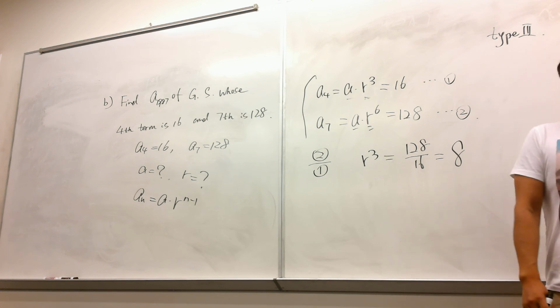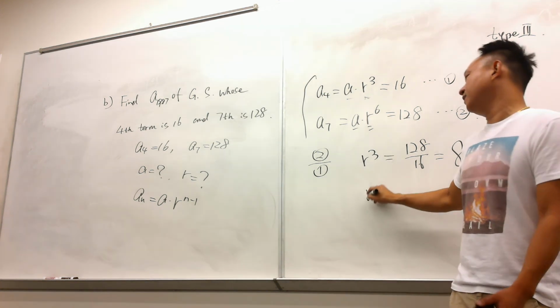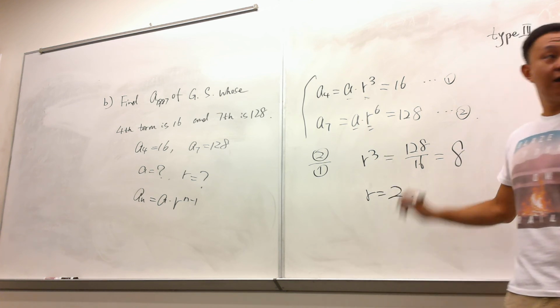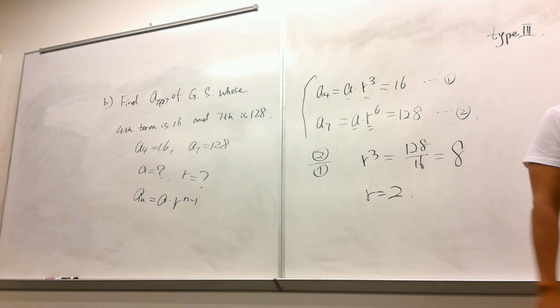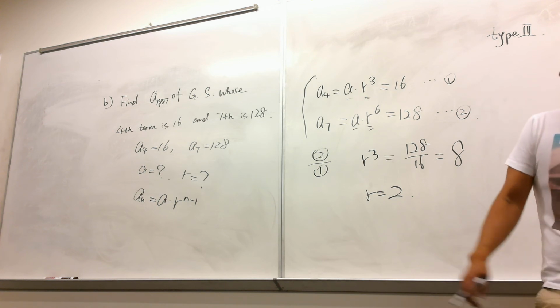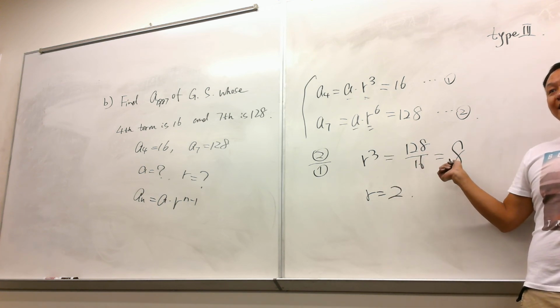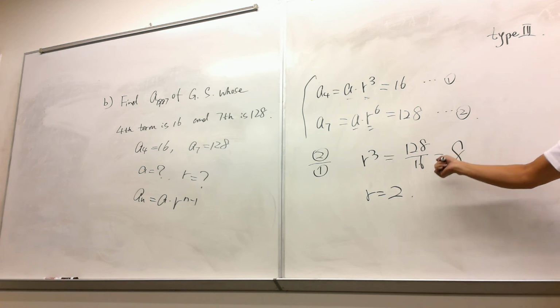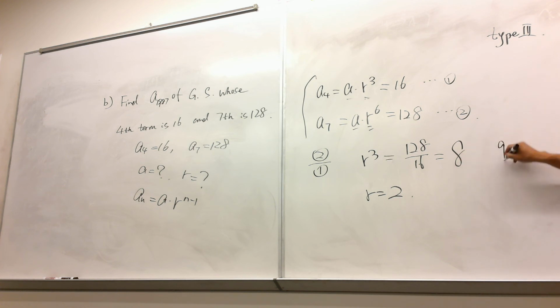And now I have R to the cube equals 8. So R equals to what? 2, okay? R equals 2. Alright guys, here I have some trick for you. This 8, you can take a cube root which gives you 2. Am I right? But what if R cubed is 9?